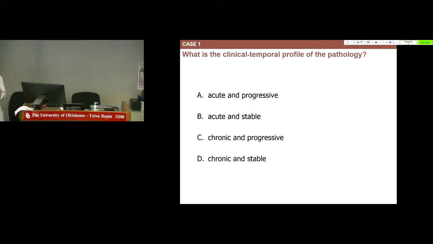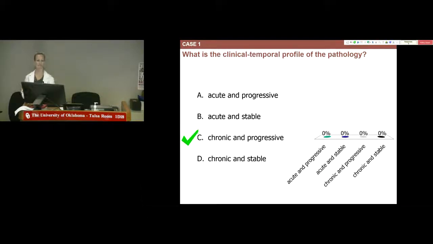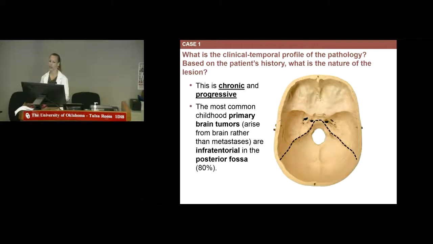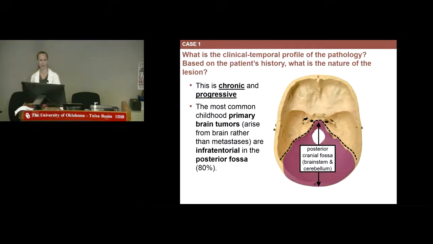Okay, so let's see. We voted. Did we mostly vote? Yes, we voted. All right, so this was indeed chronic and progressive. Okay, based on his history, what do we think is causing this pathology? Well, this is a chronic and progressive thing, and that sounds like there's probably something growing. Okay, and in childhood, the most common primary brain tumors, which a primary brain tumor is a brain tumor that starts in your brain. It doesn't metastasize from somewhere else.